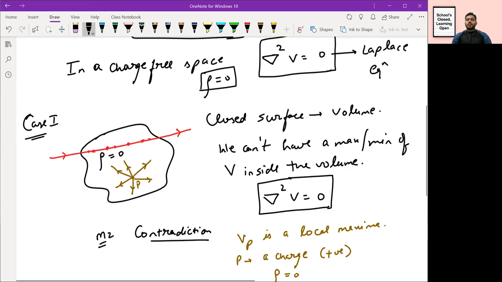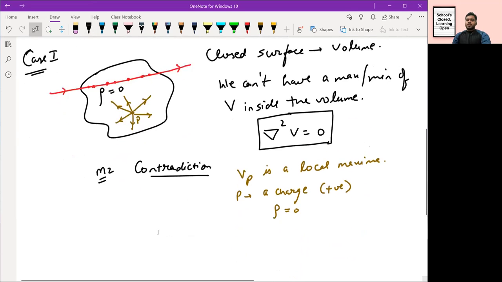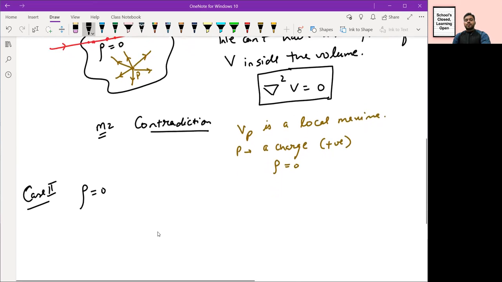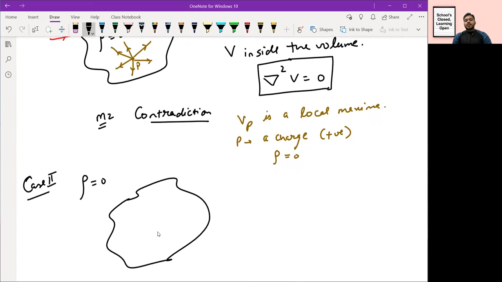This is case 1. Moving on to case 2. Now let's say in case 2, still the cavity is charge free, but we are saying that V is 0 on the surface. On the surface, potential is 0, and the cavity is charge free. In a closed surface, in the volume, there is no charge density, but the potential at the surface is specified and is given as 0, correct?